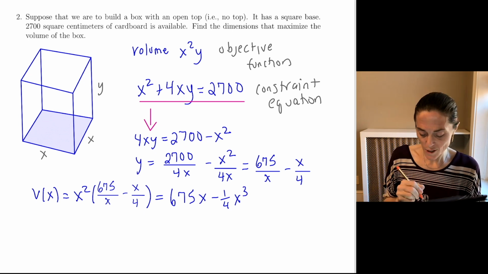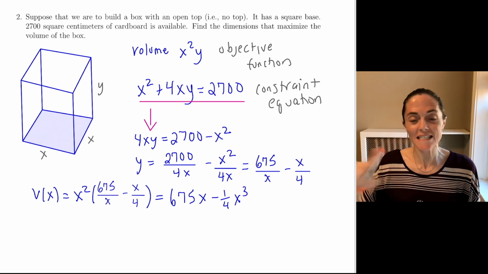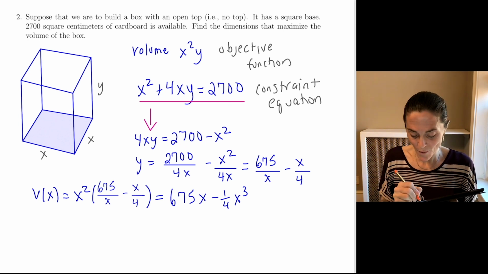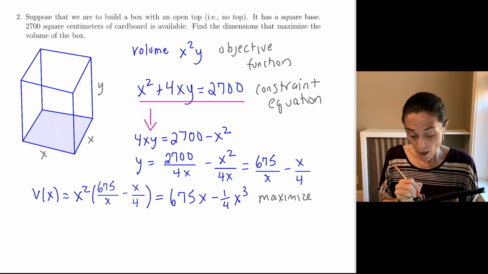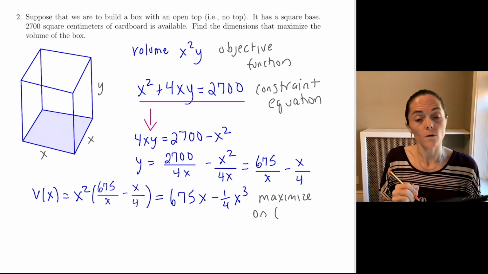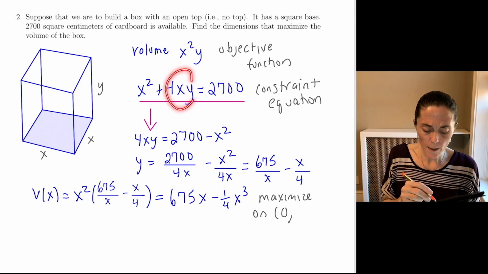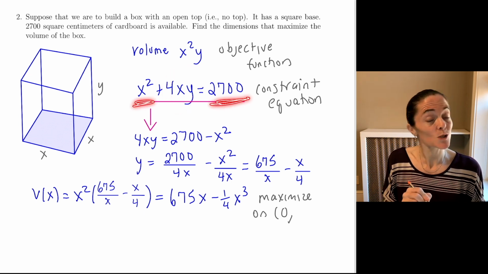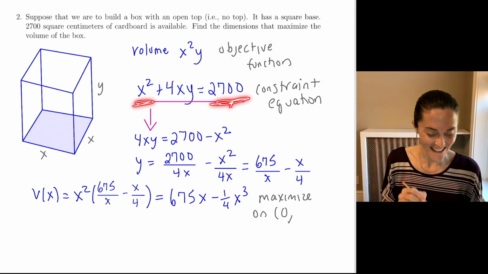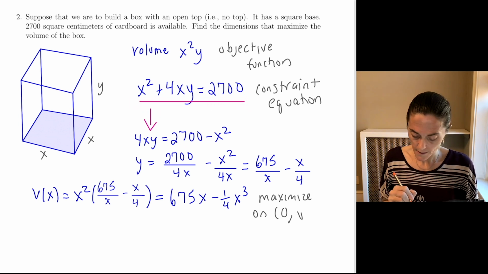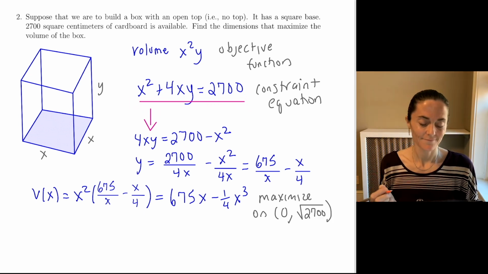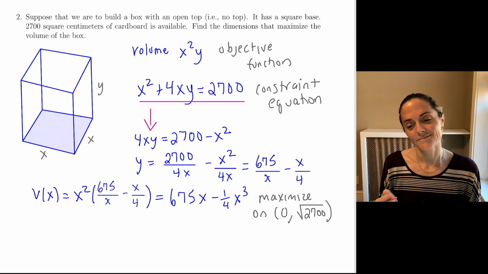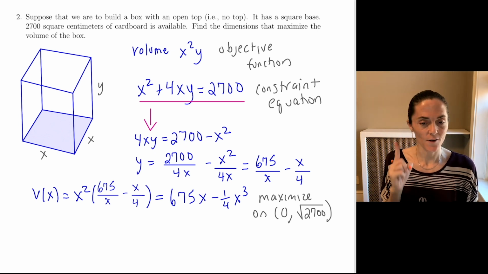Well, let's think about what we're doing here. First of all, the question says maximize the volume, so we will be maximizing this function. And then we can think about the open interval. X must be positive. Now, because y must be positive, the largest x squared can be is 2700. And so this would say here, we are maximizing on an open interval. Now is the time for calculus.